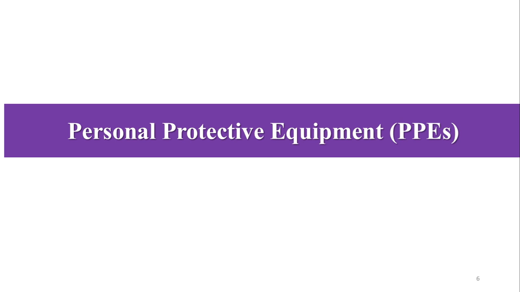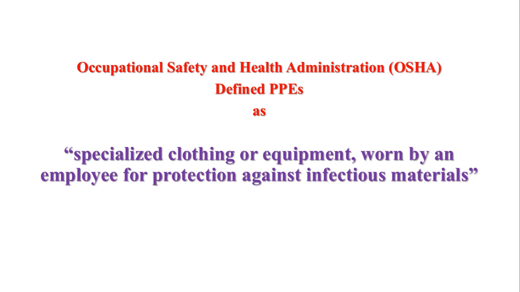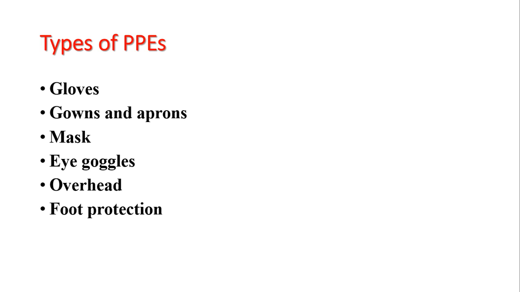Personal protective equipment. According to the Occupational Safety and Health Administration, PPE can be defined as specialized clothing or equipment worn by an employee for protection against infectious material. There are various types of PPE which we can use, including gloves, gowns and aprons, masks, eye goggles, overhead caps, and foot protection. I will try to show you all of them one by one through various diagrams.